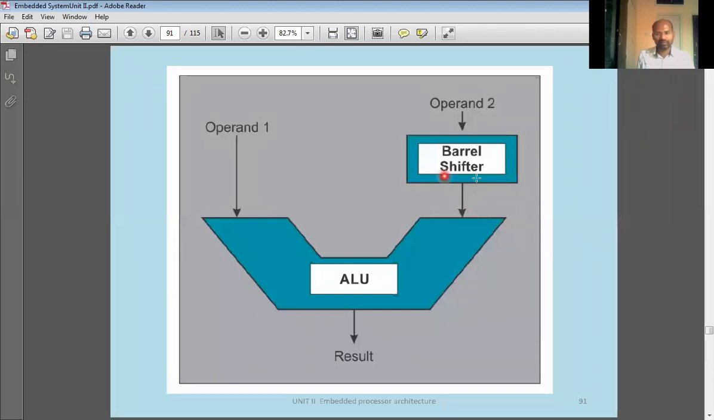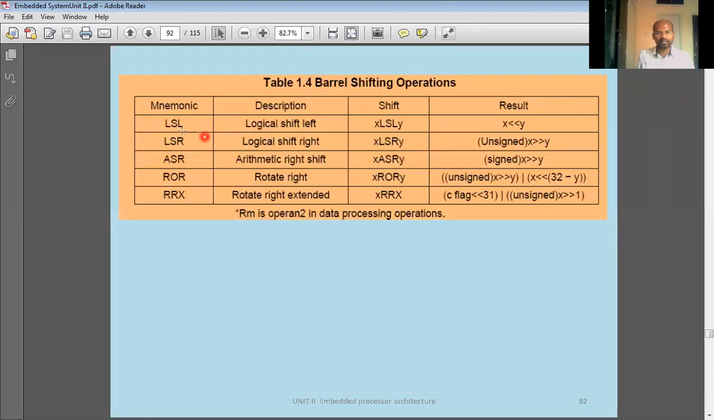What are the operations performed by the barrel shifter? This many: LSL, LSR, ASR, ROR, RRX. RRX means rotate right extended, and this is how we use this instruction, and this is how the result will be affected.